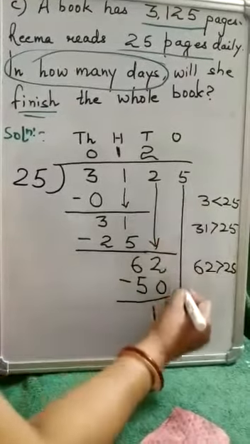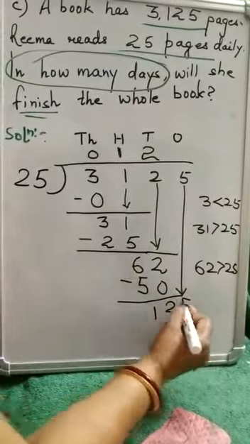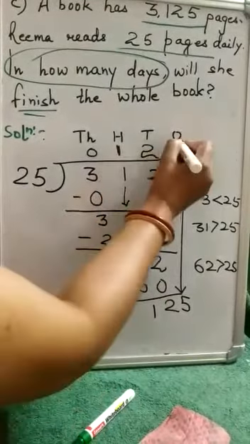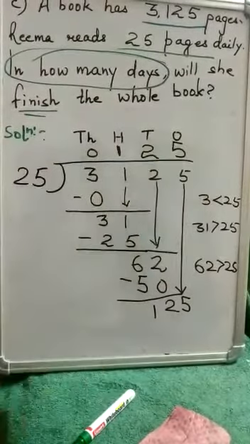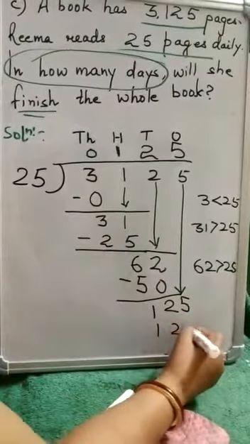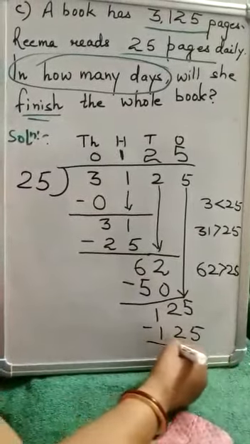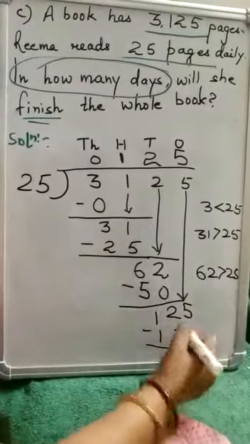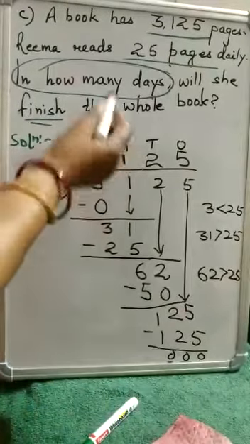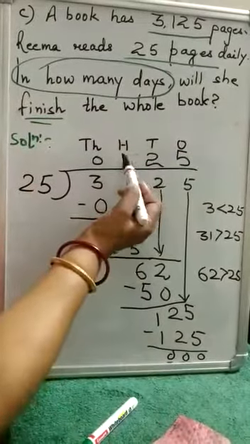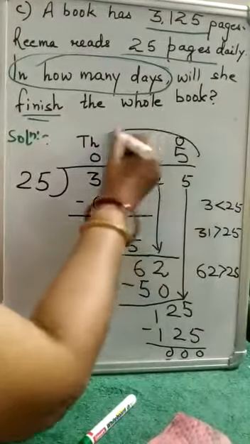Now I will put down this 5 over here. Now it becomes 125 ones. So I will multiply 5 ones with 25. 5 times 25 is 125. So I will do subtraction. 5 minus 5 is 0, 2 minus 2 is 0, 1 minus 1 is 0. So in how many days will she finish the whole book? She will finish the whole book in 125 days.